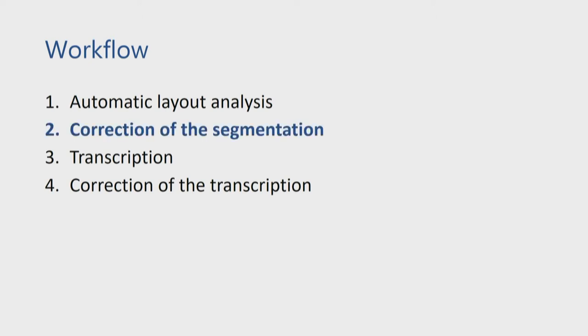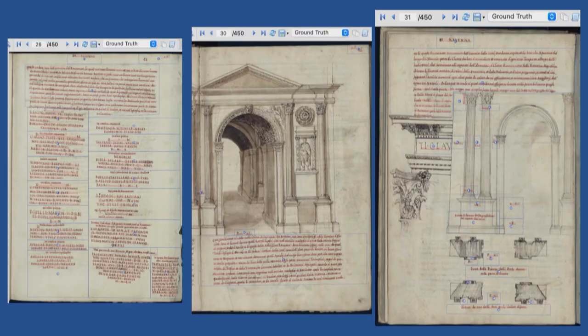I would like to focus on the correction made after the automatic layout analysis for the segmentation part. Pirro Ligorio's text, in fact, is characterized by a complicated structure that is different on most of the pages: vocabulary entries, architectural drawings, and inscriptions.